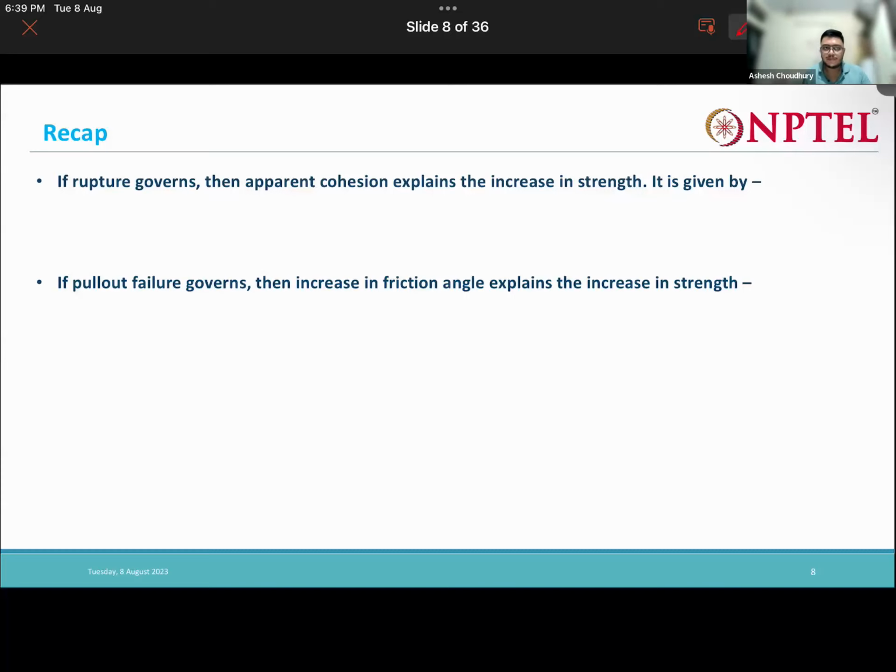So please recall that we had studied that there are two explanations. One is due to increase in friction angle, and the second is due to development of the apparent cohesion. Now if there is failure due to rupture, which explanation governs? This apparent cohesion explains the increase in strength. And this apparent cohesion C is given by Q by 2 Sv root over Kp.